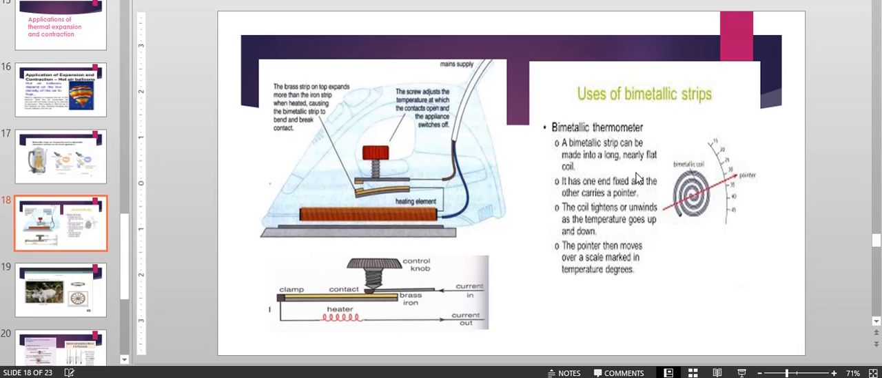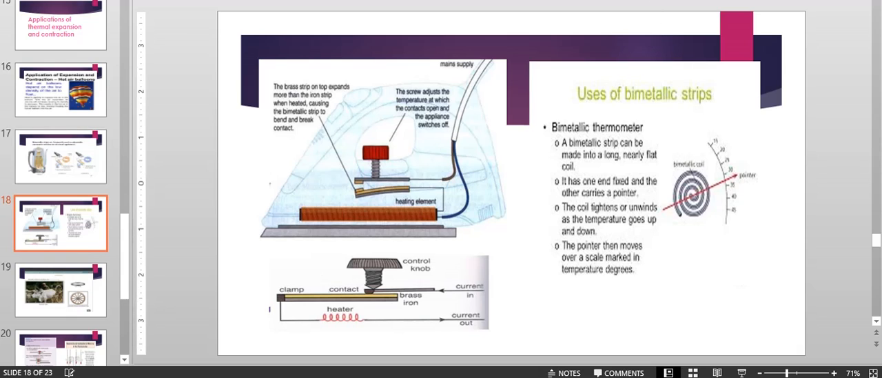This is a bimetallic thermometer. A bimetallic strip can be made into a long, nearly flat coil, as you can see in this diagram. If it has one end fixed and the other carries a pointer, the coil tightens or unwinds as the temperature goes up and down. The pointer then moves over a scale marked in temperature degrees.